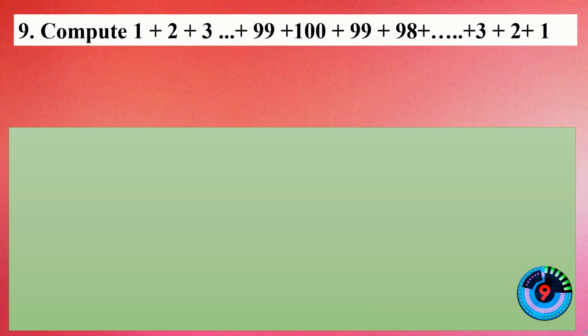Question number 9. Compute 1 plus 2 plus 3 and a number of terms in between plus 99 plus 100 plus 99 plus 98 plus, and it goes on and on, plus 3 plus 2 plus 1. Now this is a different kind of number sequence, and let us now look at how to compute this particular number sequence. Let us now look at the solution.